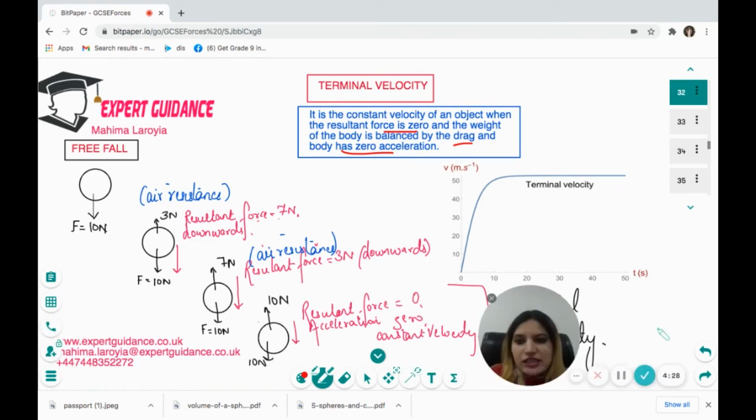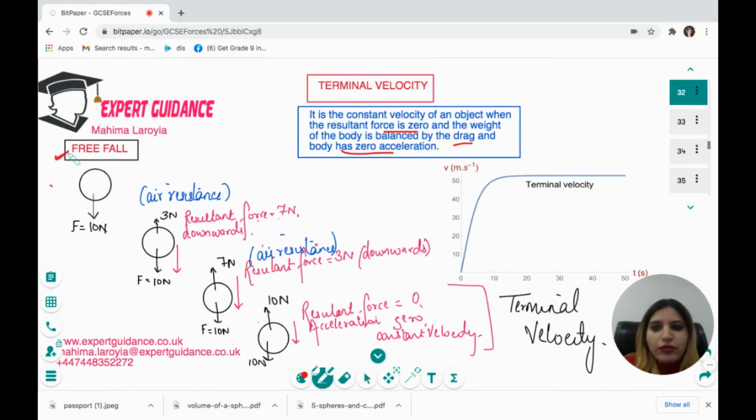So if you look here, I have dropped a ball from a height. So it's a free fall and the mass of the body is 1 kg. So the downward force, the weight force, is 10 newtons. Now, as the body falls a little distance, the air resistance starts to build up. So here, 10 newtons is the downward force, 3 newtons is the resistance. So the net force acting on this body is 7 newtons downwards and it will accelerate downwards.